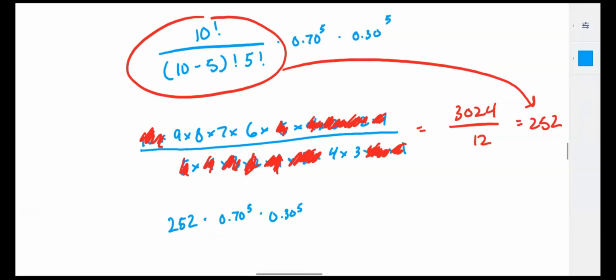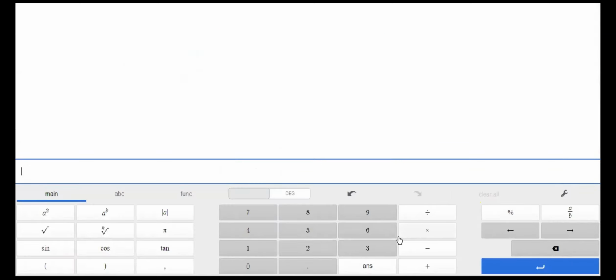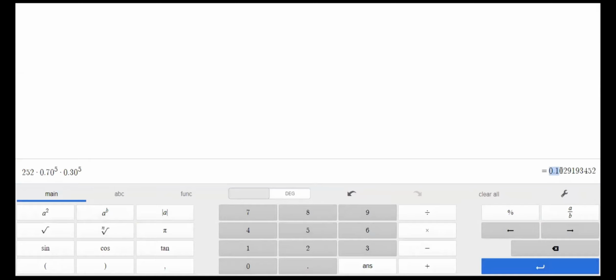I'm going to go back to Desmos over here. Let's click this out. 252 times 70%. I'm going to do the power of 5. And then to get out of the exponent, I'm going to use that right arrow key. And then times the 30% power 5. And there it is. My answer shows up right here.